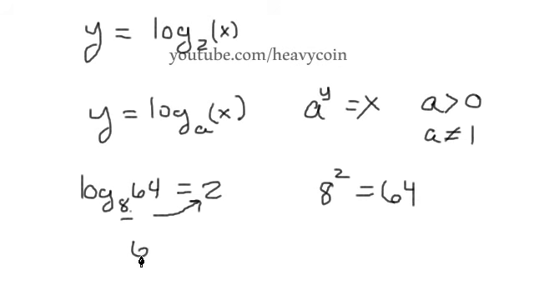I should have probably written it like this: 64 is equal to 8 raised to the second power. So just remember, you take that and move it diagonally to here, and drop the log.